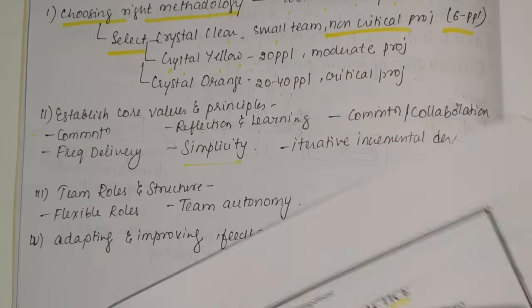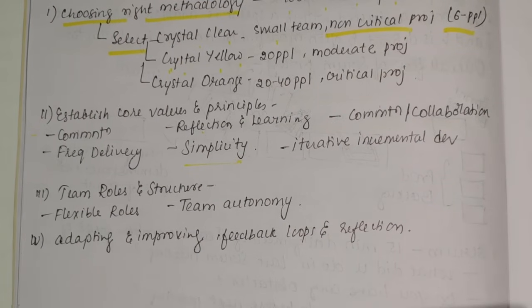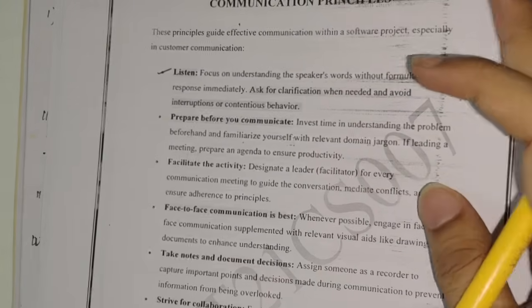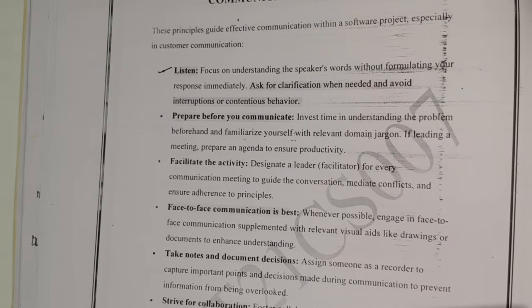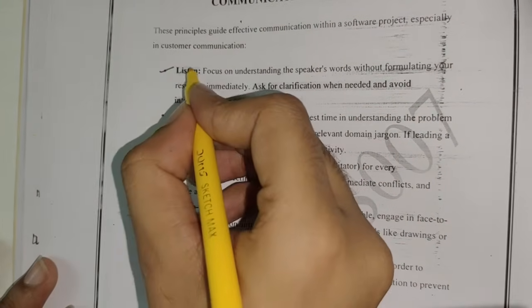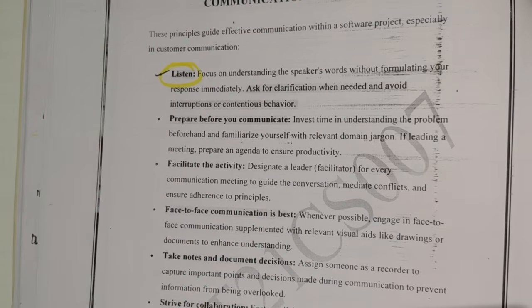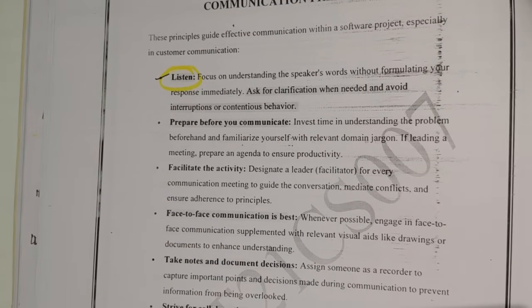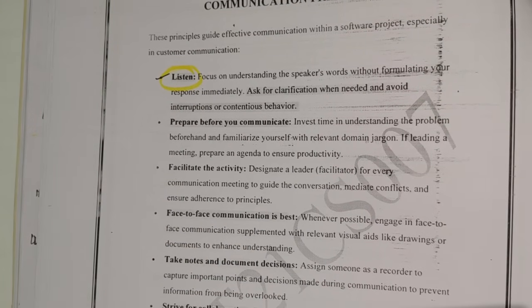Next we'll look into the further topic, that is communication principles. Communication principles is pretty important. All these topics are pretty easy to understand. Okay, so first one is listen. So we have to listen thoroughly to the stakeholder, and if I have any doubt, I should ask the stakeholder, and if the stakeholder is telling something, I should not interrupt in the middle.